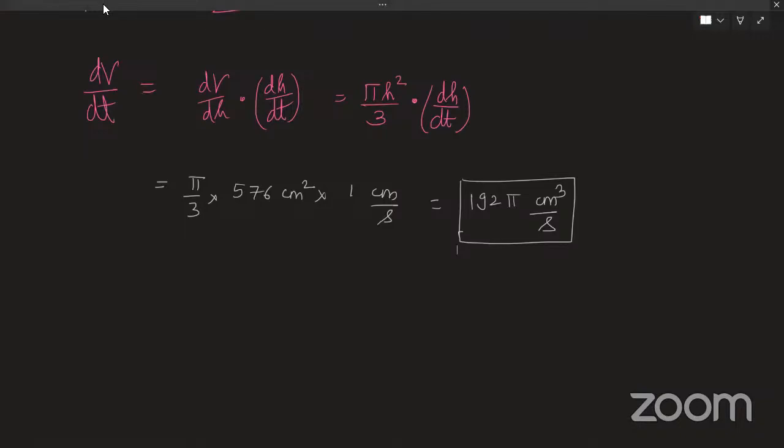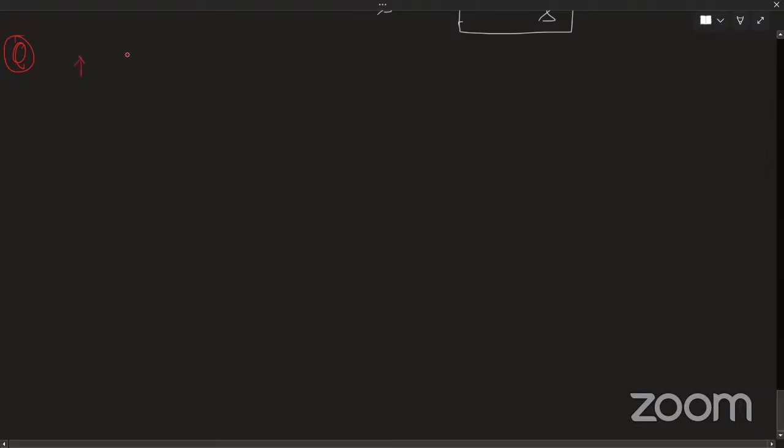Okay, fine. So we will do one more similar question related to rate of change of quantities. Over here, I've got this lamp that's 50 feet above the ground. And I've got this person who is 6 feet tall.